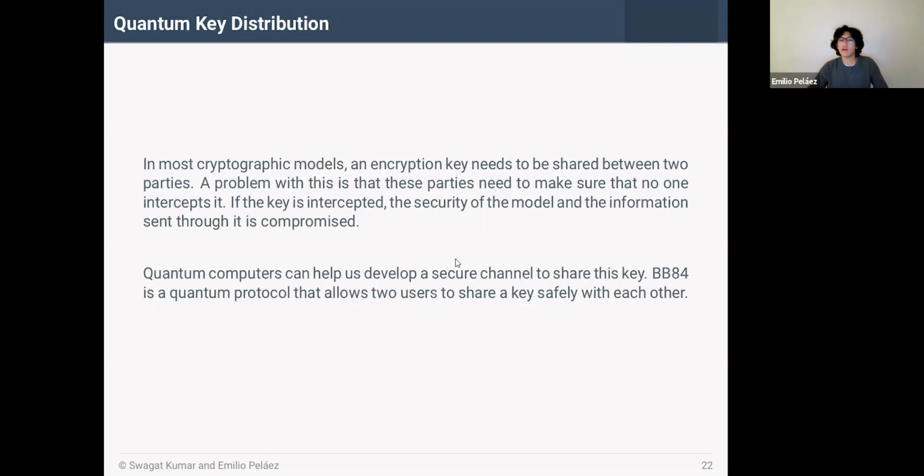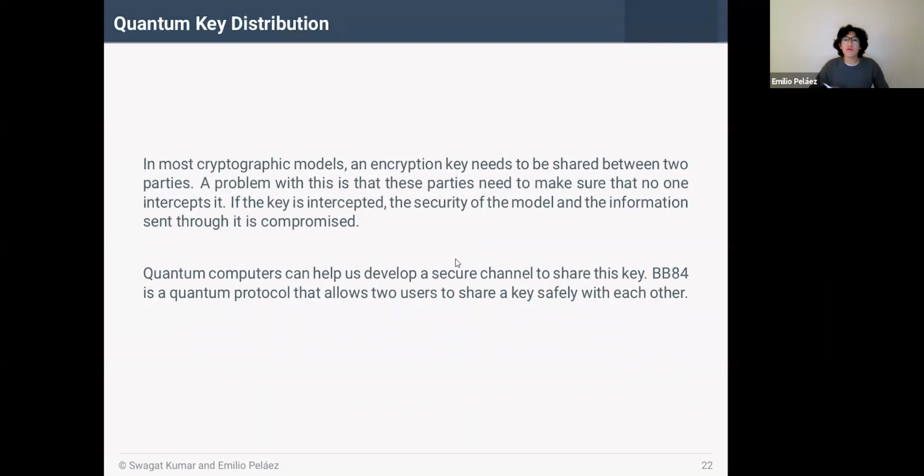So suppose that Alice and Bob want to make some bank transaction and they need to share a key to do this. If some third party is able to intercept this key and knows this key, they will be able to get money from the bank account or something. So it is important that the keys are shared safely and only Alice and Bob know them, the 2 parties.